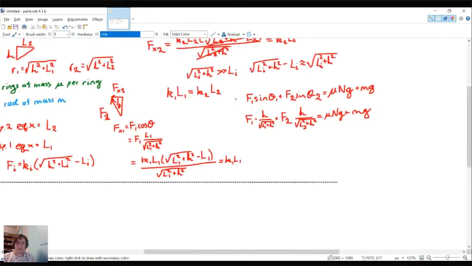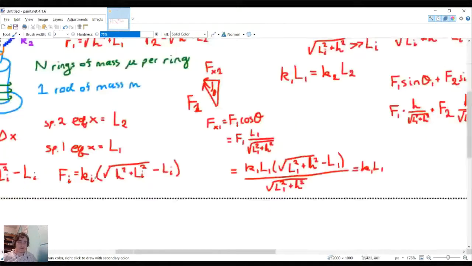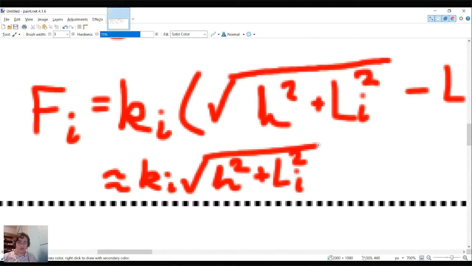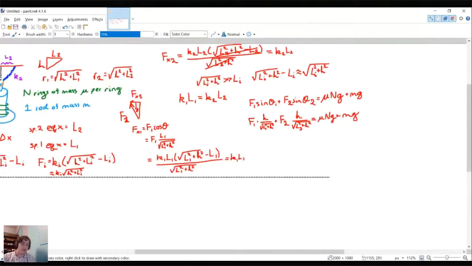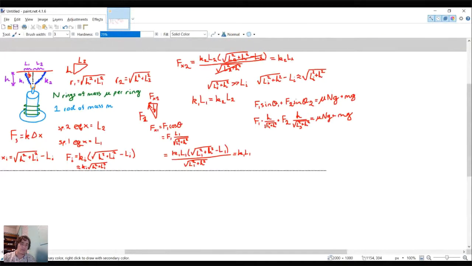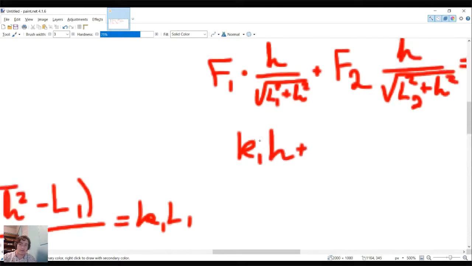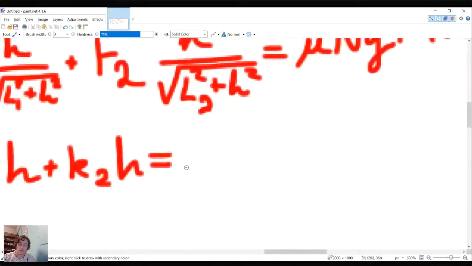So we have an expression for the force, right? The force is this thing, and we found out that this reduces to ki times the square root of h squared plus Li squared. So now F1 is k1 times the denominator, so this will just reduce to k1h. So now we have k1h plus k2h is equal to mu ng plus mg.